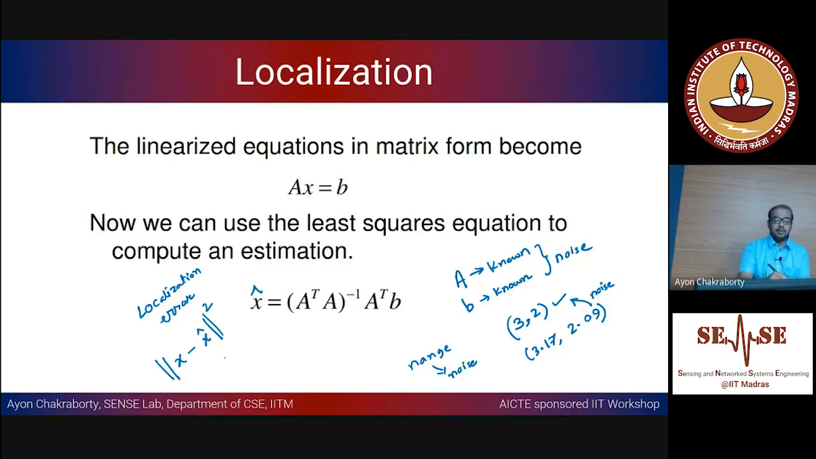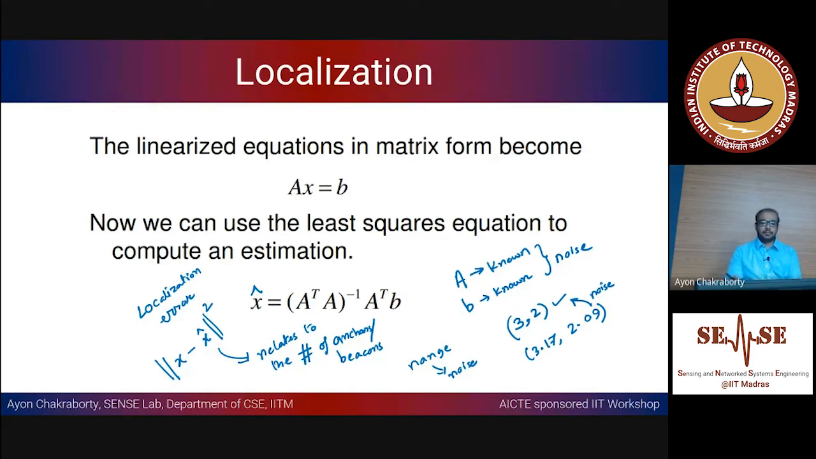Okay, and how this relates to the number of anchors or beacons. Because if you increase the number of beacons, that noise is going to be distributed across all these equations, and that is something that might help you to get a better estimate of x.